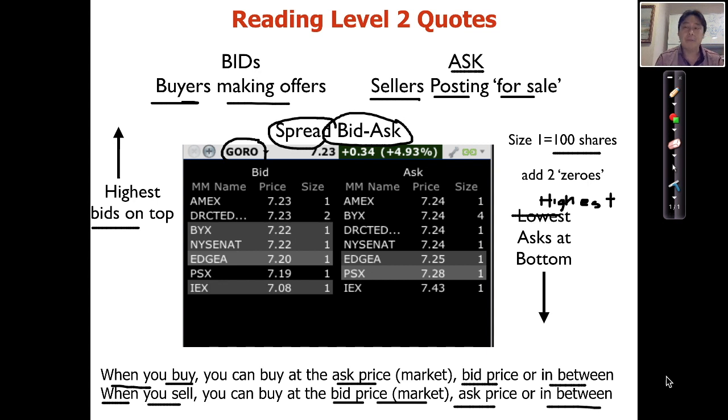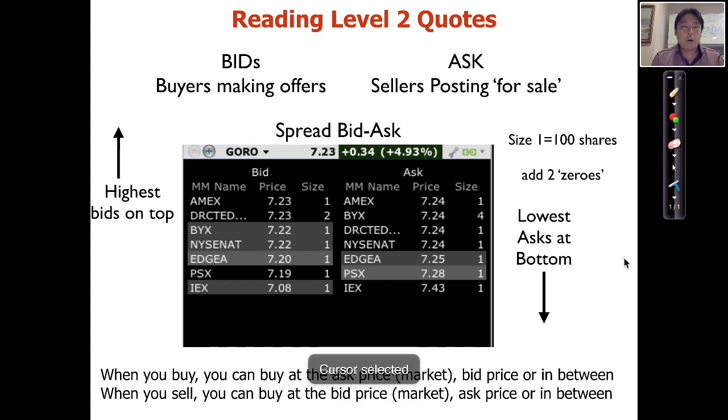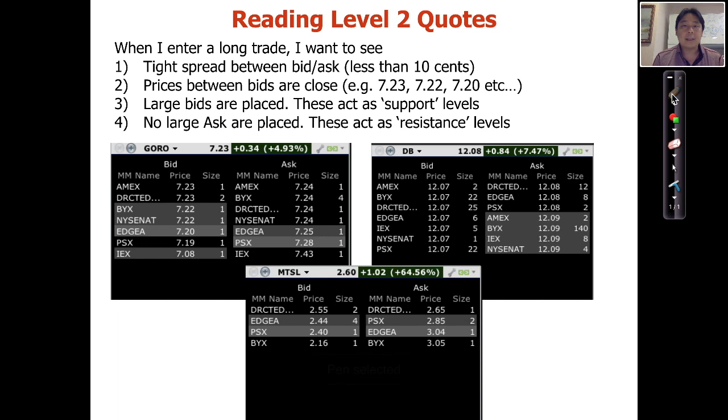All right. Now with that, let me go on to talk about what I see when I want to enter a long trade. So again, I see a nice setup. I see a bull flag pattern. I see a breakout pattern. I want to enter. And before I click the buy button, I look at the level 2 quotes. I want to see a few things. Number one, I want to see a tight spread between the bid and the ask. Again, less than 10 cents. More than 10 cents, I don't take a trade.